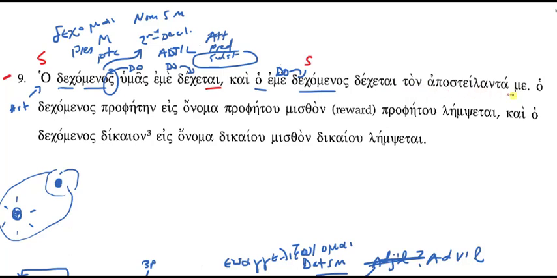And look at what I have next. Ton apostelanta me. What kind of a verb form is apostelanta? It's a participle. There's my new tau, right? You guys all see that? Okay. The alpha here tells me that it could be what? What case, gender, number?